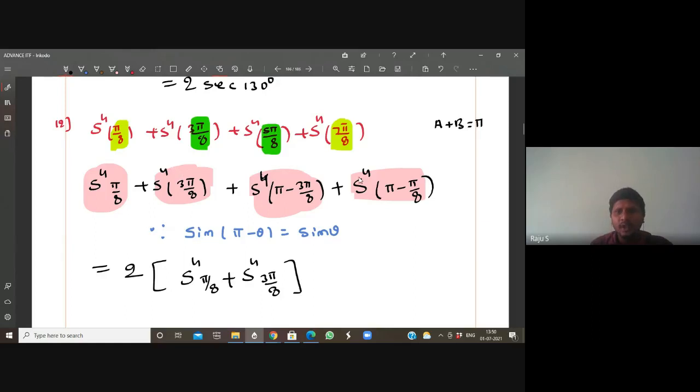Once again, I have written 7 pi by 8 as pi minus pi by 8, so this becomes again sine power 4 pi by 8. So sine power 4 pi by 8 twice, and in the same way sine power 4 3 pi by 8 twice, so I'm taking 2 common. Then this is equal to, I want to write sine power 4 as sine square pi by 8 the whole square, and sine square 3 pi by 8 the whole square. Is that clear? Shall I write like this?